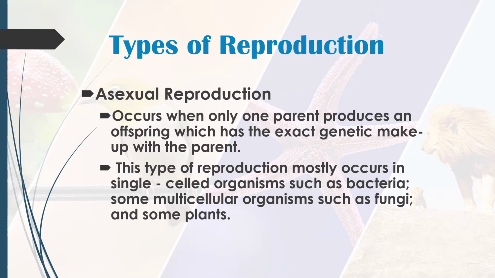Take note of that. Only one parent, and then it will produce a copy which has the same features as its parent. Okay, so it occurs in single-celled organisms such as bacteria. So I know that you are very familiar with this. And when we say single-celled, these are also called unicellular organisms. And some multicellular organisms such as fungi, and plants. Okay, so now we will go to the different methods of reproduction in asexual reproduction.